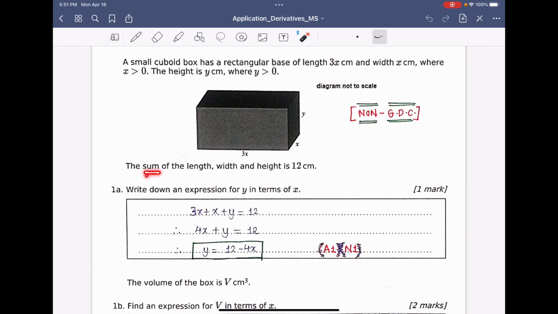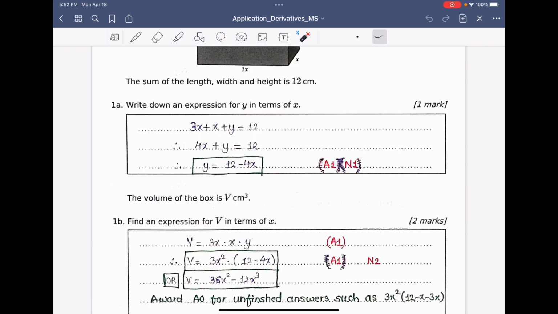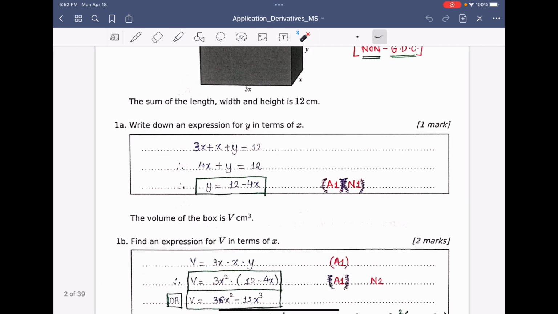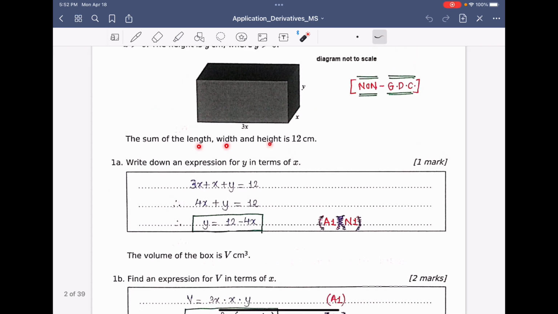The sum of the length, width, and height is 12. Write down an expression for y in terms of x. They are asking to write down y in terms of x. So the sum of length, width, and height is 12. Length is 3x, width is x, and height is y.